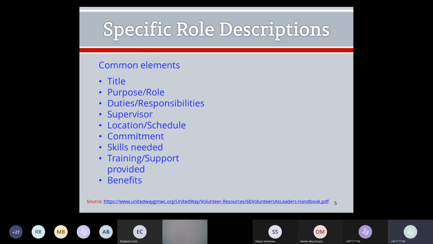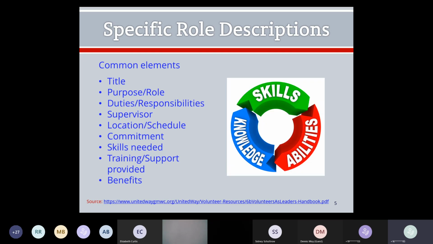The purpose of their role, their duties and responsibilities, who their supervisor is going to be, likely you. If there's a location or a schedule, especially if there's an event, they need to know where they need to be, their time commitment, the skills they need, any training or support we're going to provide, and any benefits. Now, benefits always gets people to scratch their head, but benefits can be things like mileage reimbursements, a T-shirt because they're the event coordinator, or being reimbursed if they purchase anything for the event. It's not a salary or anything of that nature.